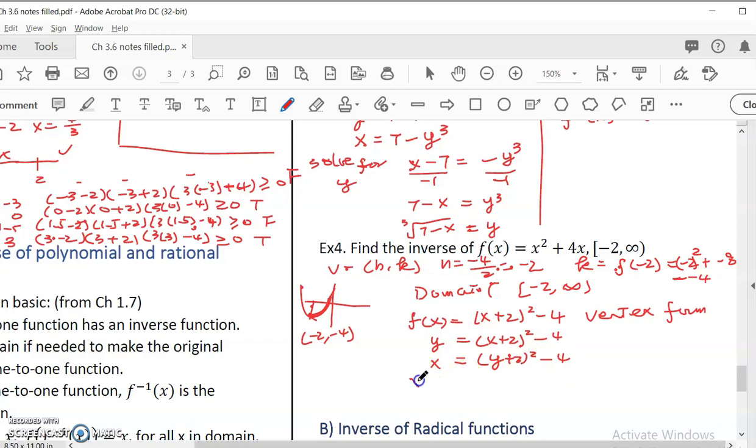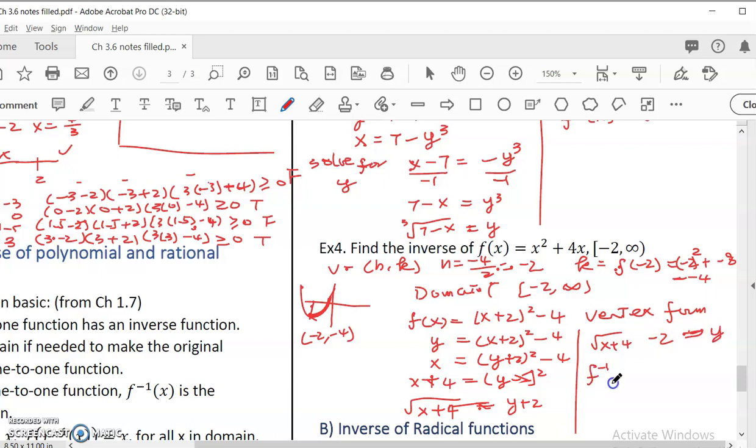Get rid of the 4. So x plus 4 equal to y plus 2 squared. Yeah, the writing is not very good. And then we do square root. Okay, x plus 4 is positive, equal to y plus 2. Yeah, the writing is not very good, I don't know why. And we want to solve for y. So the last thing is to minus 2. Oh, this is a 4. Okay, so we would have x plus 4 and then minus 2 is equal to y. And that is our function.